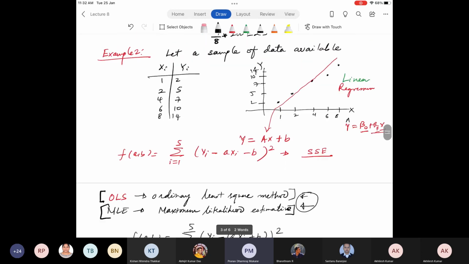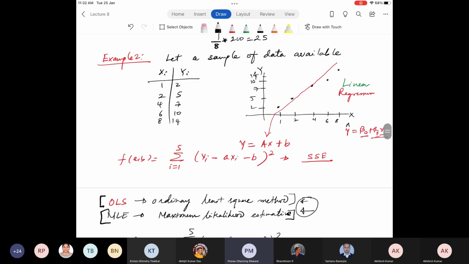If you look at it geometrically, this is the error in the estimate, this is the error in the estimate, this is the error, and this is the error. Let me call them error 1, 2, 3, 4, 5. What you are doing is squaring these errors, summing them up and finding the minimum, because this line can also pass, this line can also pass, this line can also pass. I want to find the line which will give me the minimum sum of squared errors.